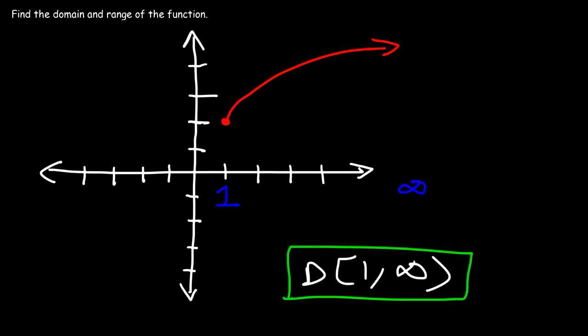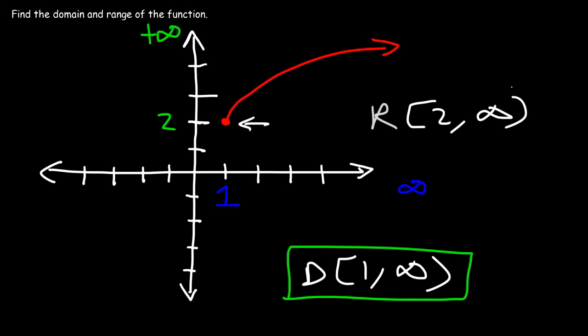Now how about the range? The lowest y value is 2. And because of this arrow, it's going to go up and to the right indefinitely. So therefore, the highest y value technically is infinity because this doesn't end. So the range is going to be from 2 to infinity. And 2 is included because we have a closed circle.